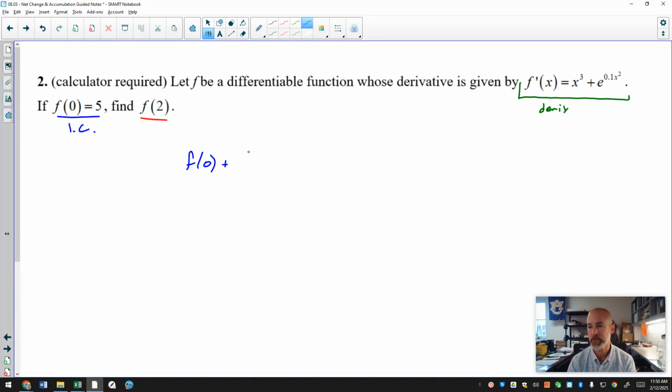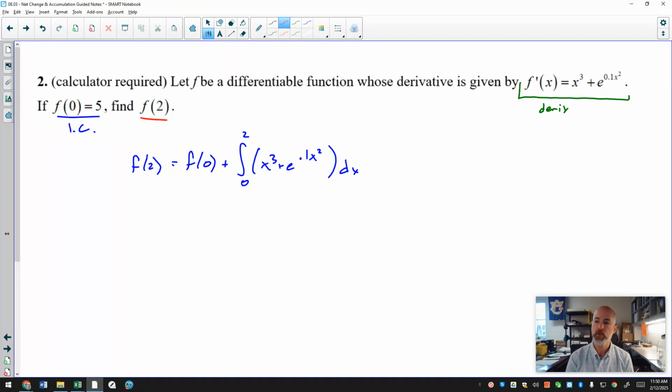Well, the amount of change in a function is the integral from 0 to 2 of the derivative, x cubed plus e to the 0.1 x squared. And that will give me f of 2. So I have my initial amount, what I start with. The antiderivative tells you how much f changes. So my initial point plus the change tells me where I finished.